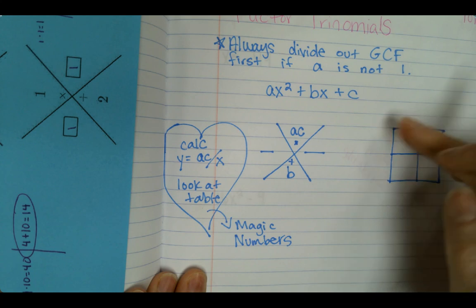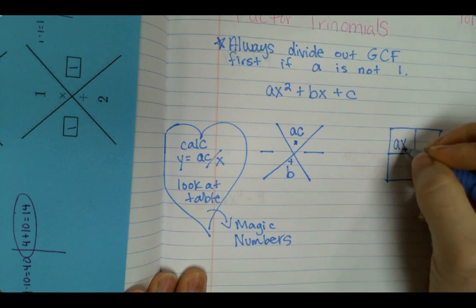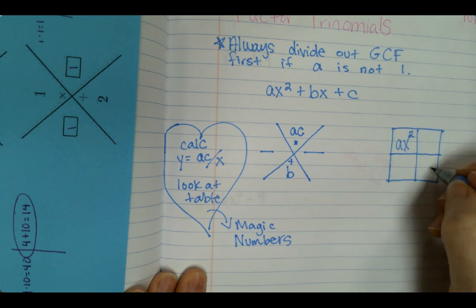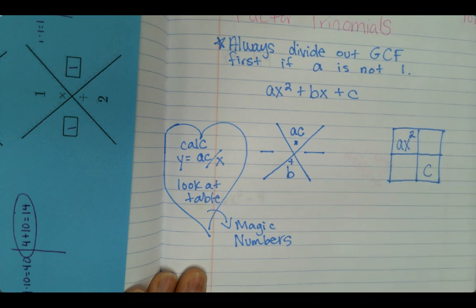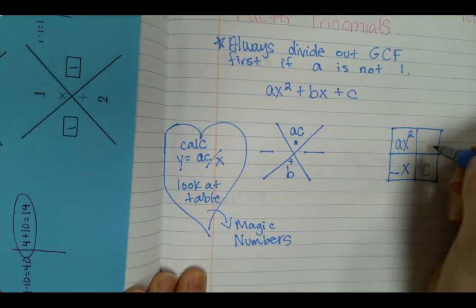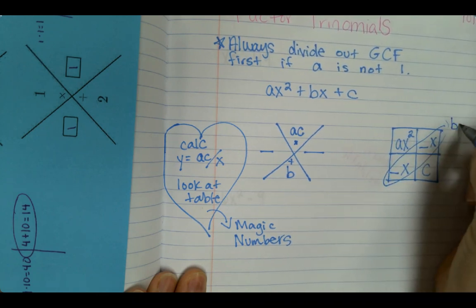So right after you draw the box, go ahead and you're going to put the AX squared in the top left, whatever AX squared is. And the bottom left is going to be C. Bottom right, C, yes. And then you'll put your magic numbers with X in the diagonals, because remember, these add up to get BX.